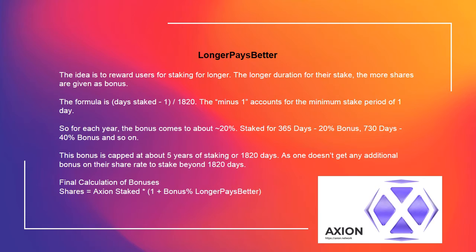Staked for 365 days, 20% bonus. 730 days, 40% bonus, and so on. This bonus is capped at about 5 years of staking, or 1820 days, as one doesn't get any additional bonus on their share rate to stake beyond 1820 days. Final calculation of bonuses. Shares equals Axion staked times 1 plus bonus %. Longer pays better.